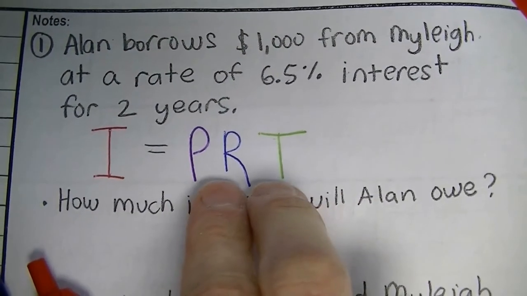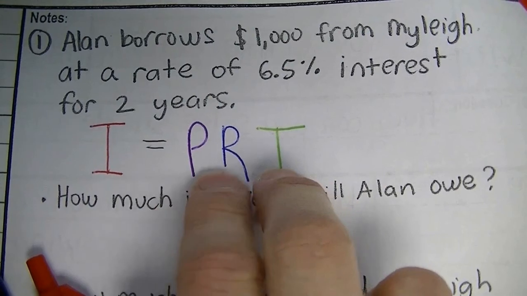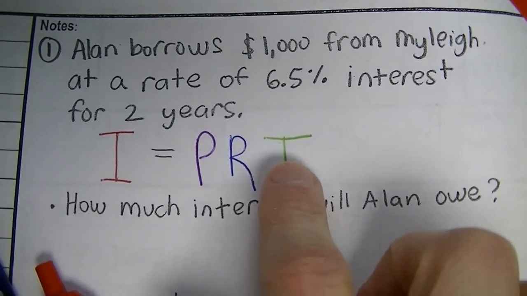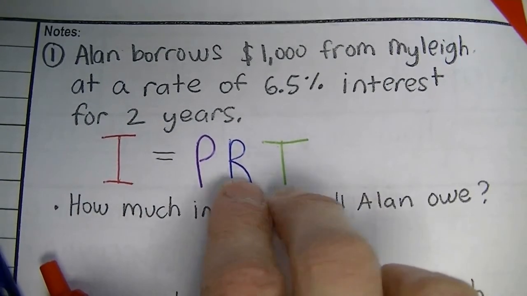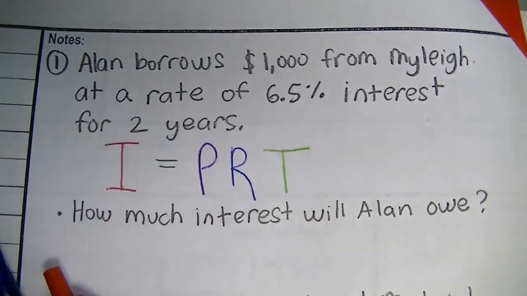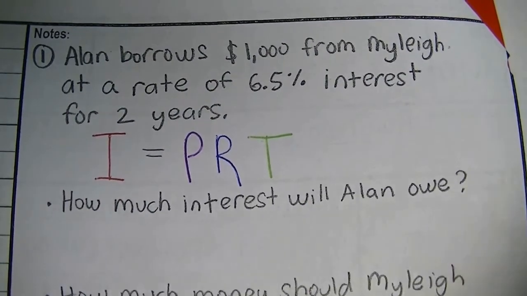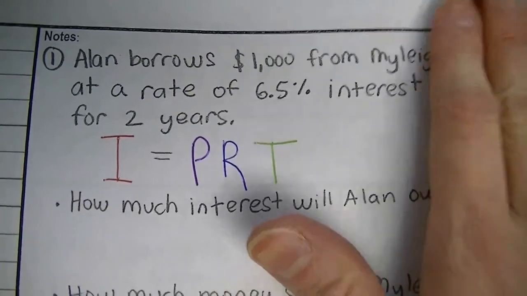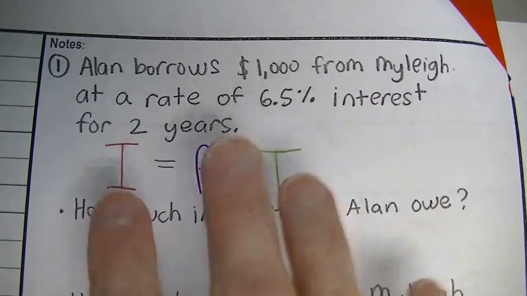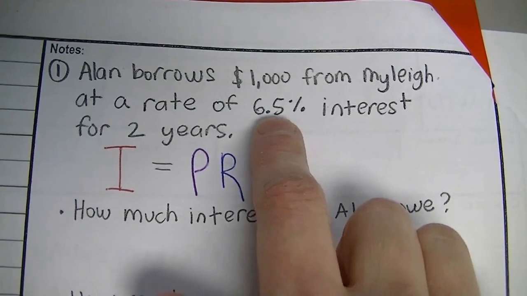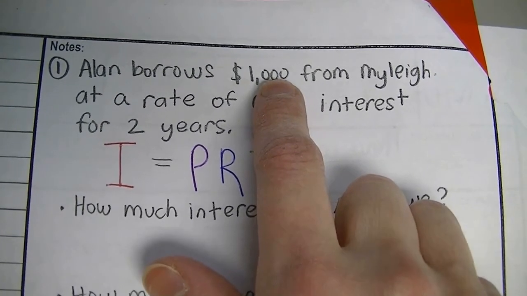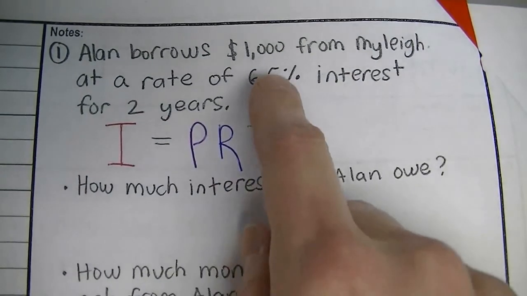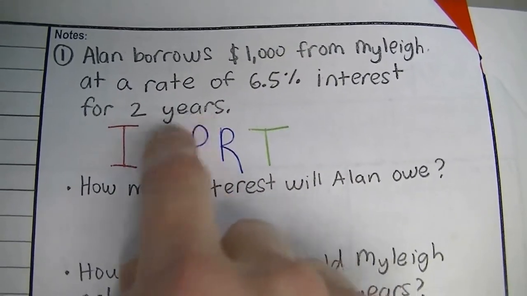And they're all smushed together, because you should all know that when variables are all smushed together like that, it means multiply. So principal times that rate times the time, and when you do that, it will give you the interest. So it's asking us, how much interest will Alan owe to Miley? Just the interest, not the grand total including the 1,000. It's just what's the interest on that? What's the 6.5% of this 1,000 for 2 years?